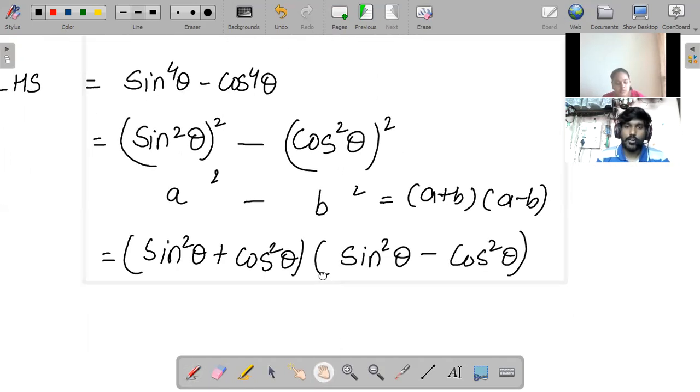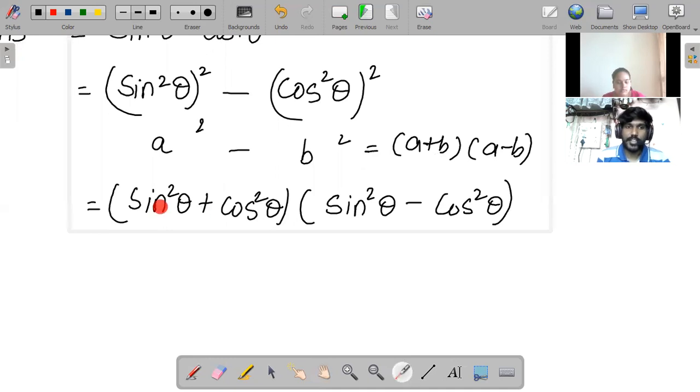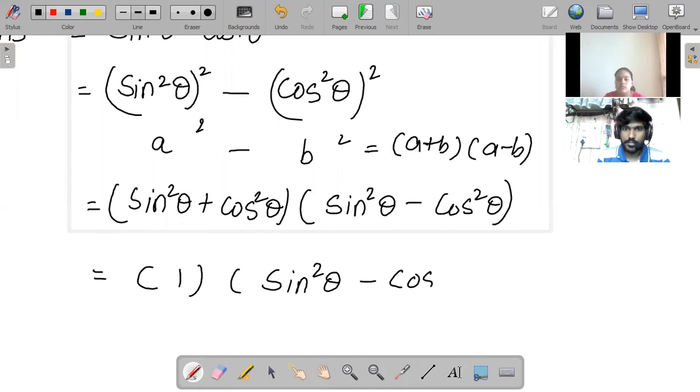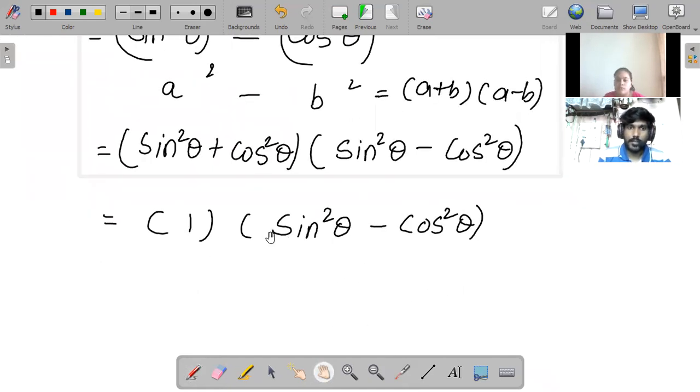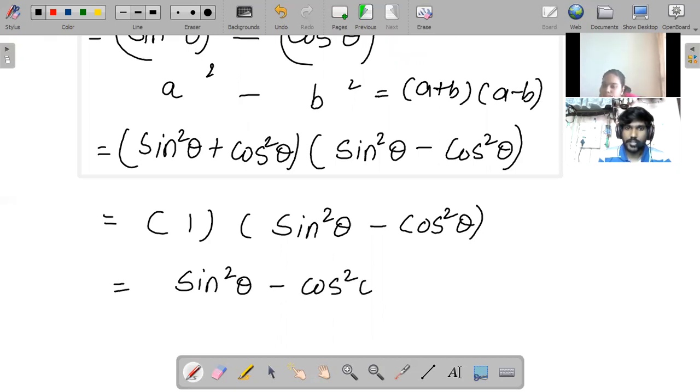Now, by the identity, first identity, what is sine square theta plus cos square theta? 1. So substitute 1 here. So 1, and this as it is, sine square theta minus cos square theta. And now 1 multiplied by this entire bracket will give you the same bracket, that is sine square theta minus cos square theta. Did you understand up to here?